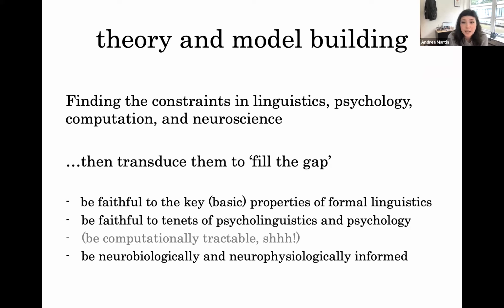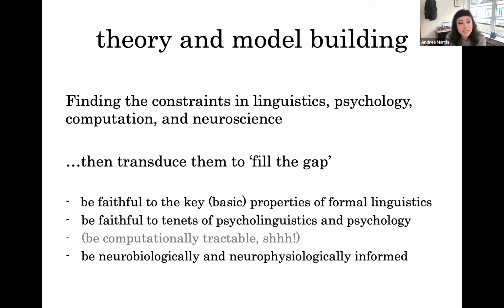So today I'm going to try to outline an approach that can be summarized as trying to transduce concepts from different areas that I've mentioned to constrain other areas in order to fill that gap, right? So that means when I'm considering the kind of models and theories that I'm building, I want to be faithful to key basic properties of formal linguistics. And like I said, even in the most piecemeal way. So for me, like really, what is the notion of a constituent is enough for now, because it's hard.